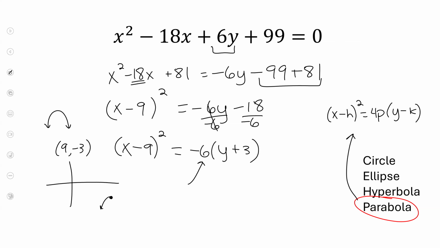So if I were to graph it, 9, negative 3 is about right here. It'll face down. And to find your p-value, it's 4p equals negative 6. So divide by 4. This simplifies to negative 3 halves, which is negative 1.5. So I go 1.5 up this way. That's my directrix. 1.5 down. That's my focus. This is 81.